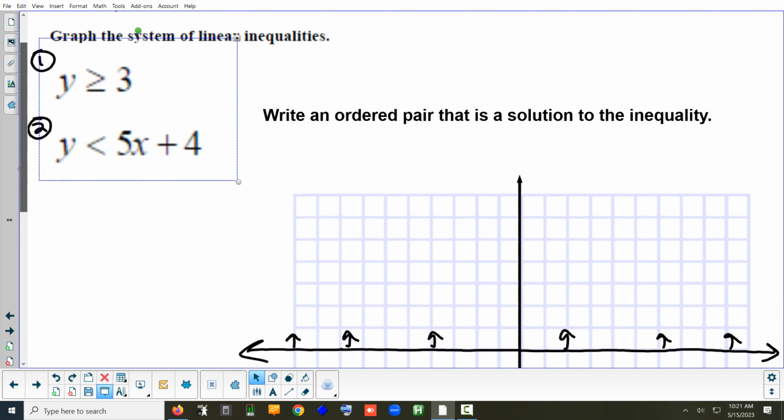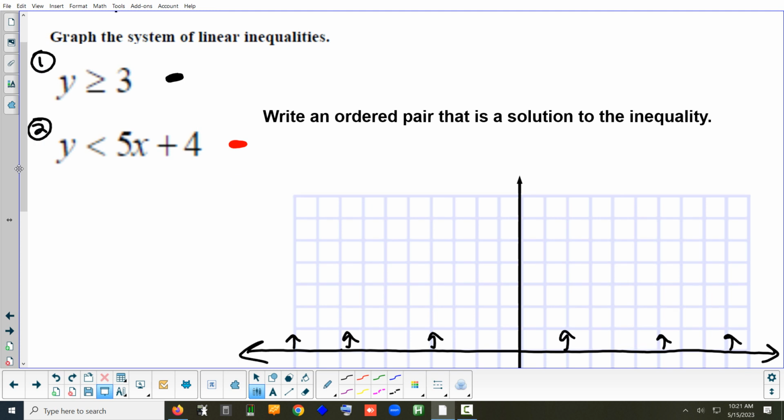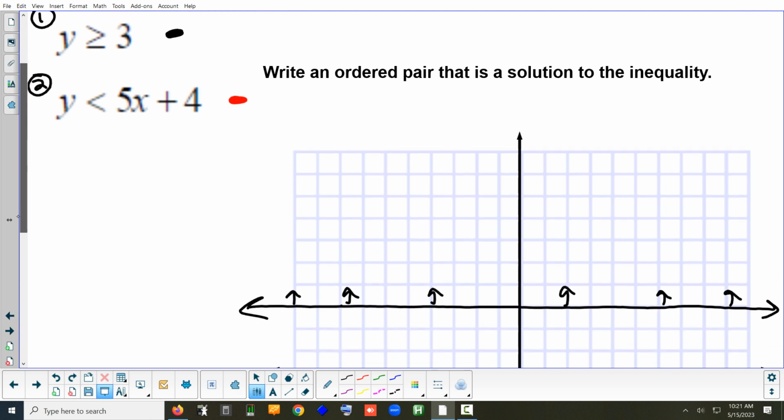Okay, let's look at the second one. I did the first one in black. I'll do this one in red. Is the second line a special case or regular case? Yeah. This is a regular case. Okay, so it's going to be on a diagonal. What number do we focus on first when we want to graph y is less than 5x plus 4? B. Yep, b. What's the b value here? 4. That's my y-intercept. So go up 4.